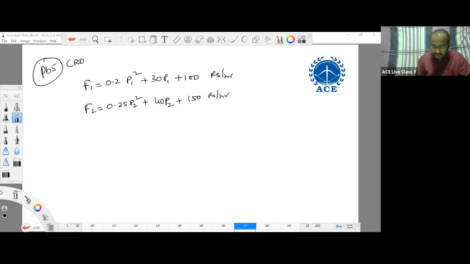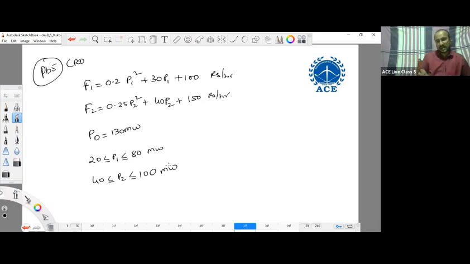And the load is 130 megawatt. So this is the given data. And what are the limits given? 20 less than or equal to P1 less than or equal to 80, and 40 less than or equal to P2 less than or equal to 100, in megawatt. This is the question given: what are the generation schedules?